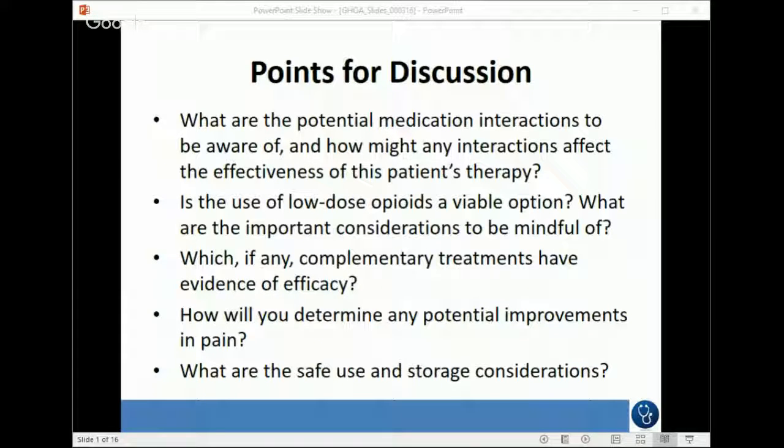The issue with that is you'd have to give it for a short period of time, and in order to continue on it, we need to see progress in their activities.